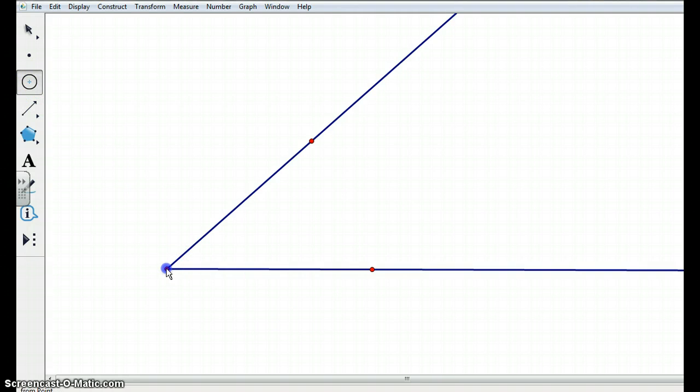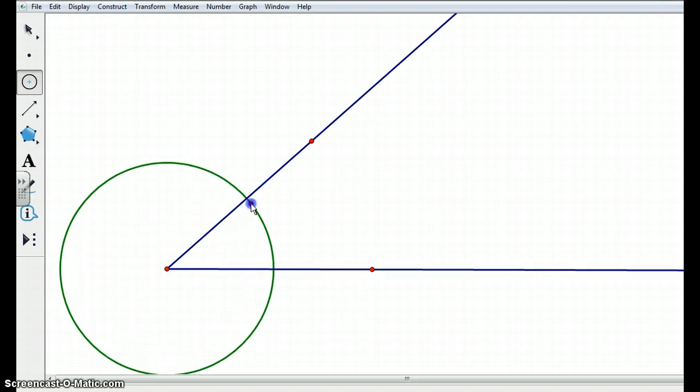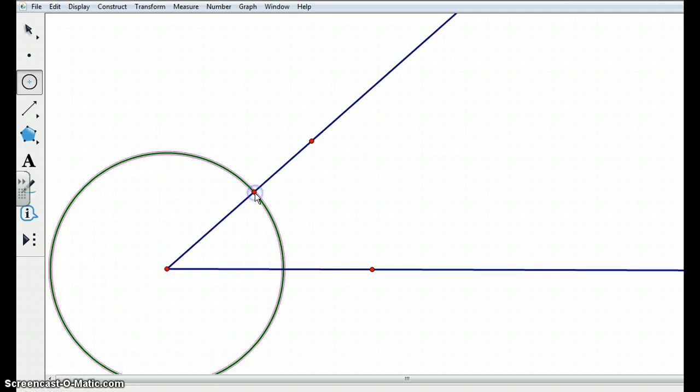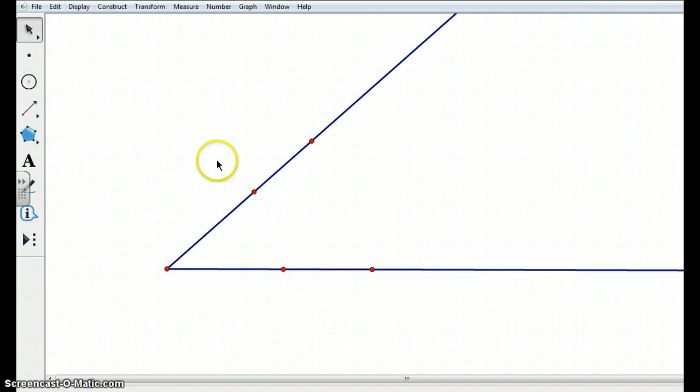So this is going to be a circle. You don't necessarily have to draw a circle, but if you want to, go ahead. We see that this arc intersects the angle twice, over here and over here. For the purpose of going forward, I'm just going to hide this circle. All I really care about are these two intersections. We're going to label this one D, and this one E.